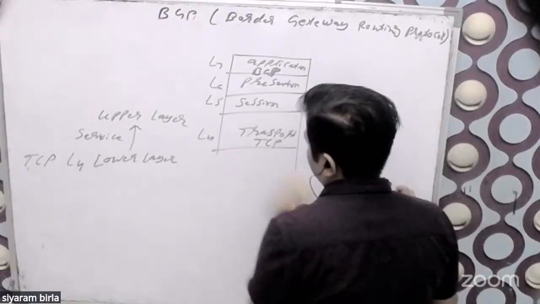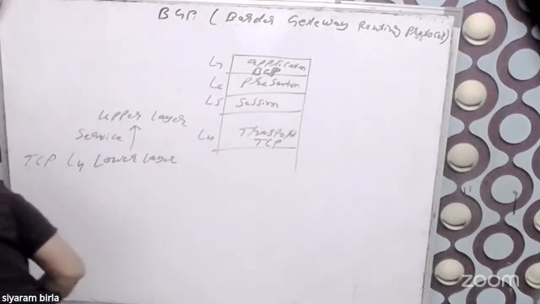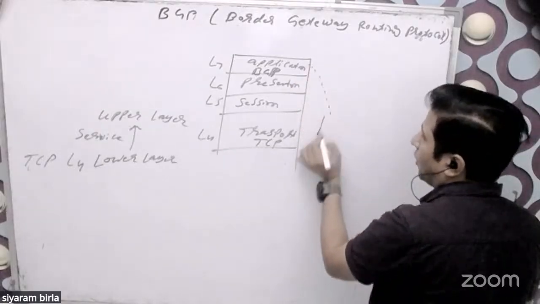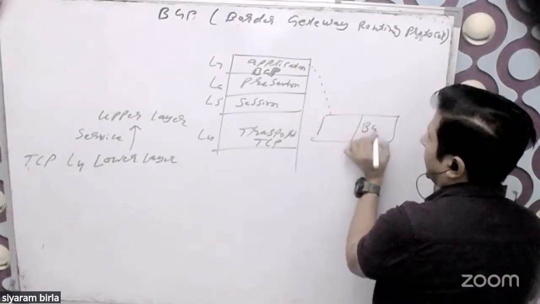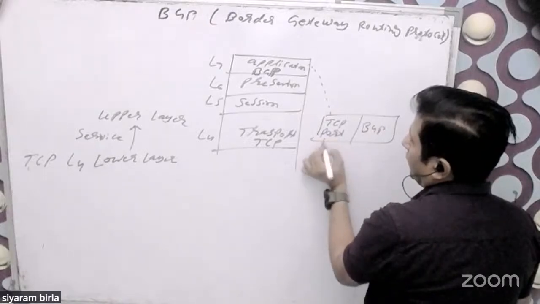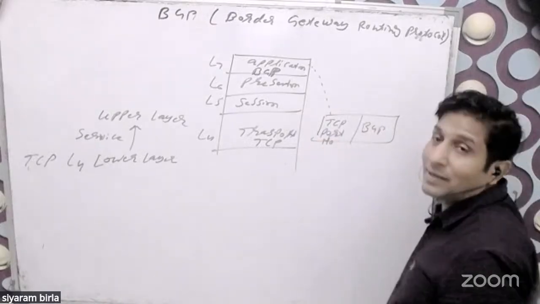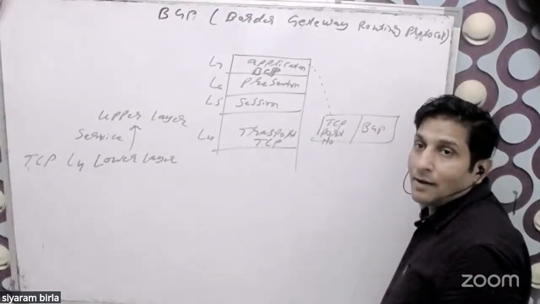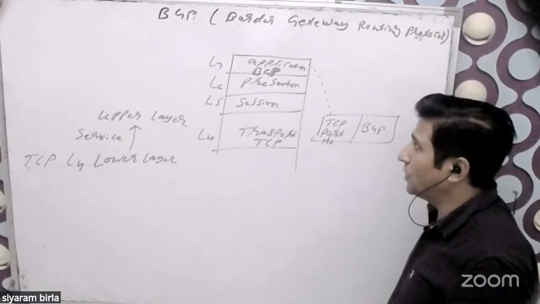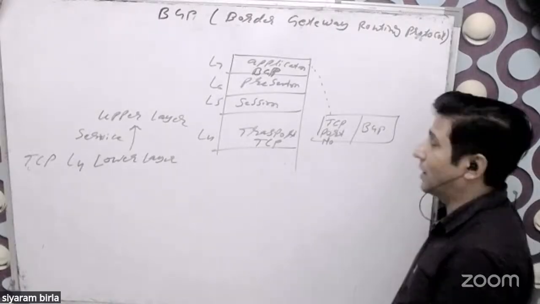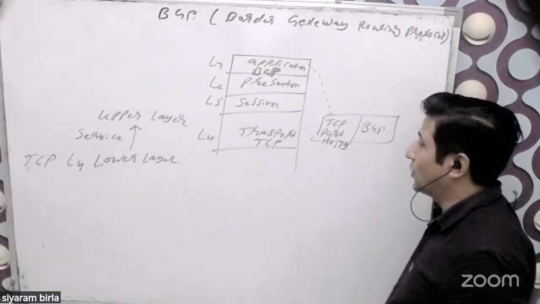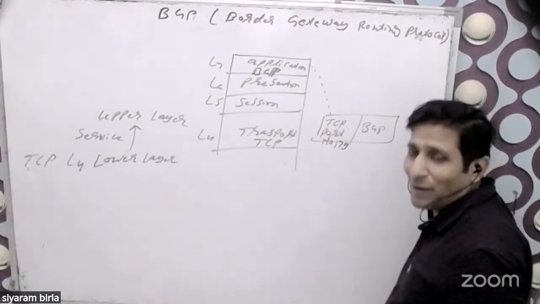So BGP works at layer 7, and once it comes down to layer 4, the BGP update packet uses the TCP port number. Without the port number, the router cannot identify the BGP update packet. The router doesn't know BGP; the router only knows the port number, which is 179.